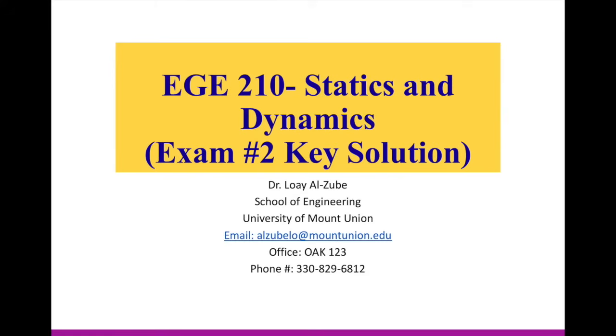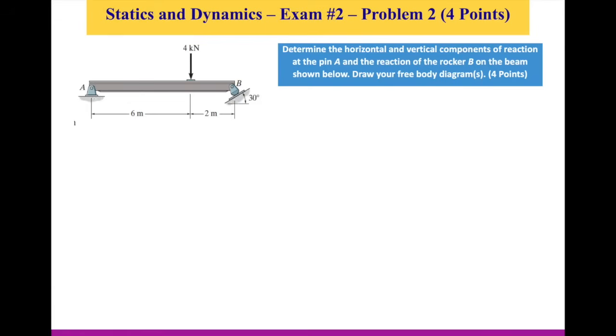I'm still doing the key solution for exam 2 of statics and dynamics, problem number 2. It is going to be about the support reaction forces. So this is the problem. We would like to determine the horizontal and vertical components of reaction forces at pin A, the smooth pin or hinge A, and the reaction force at the rocker B on the beam shown to your left. You need to draw the free body diagram.